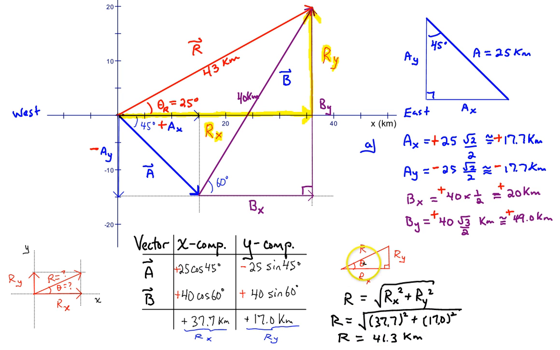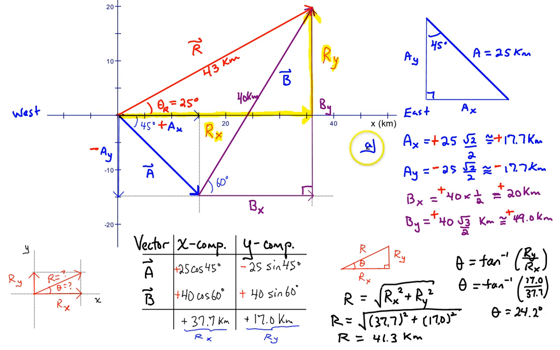And solving for the angle theta, let's say we'll just use the x and y components. We can use the inverse tangent of the y component divided by the x component, which will give you an angle of 24.2 degrees with respect to this positive x-axis. So then you would say that the resultant displacement of the hiker would be 41.3 kilometers, that's the magnitude, at a direction of 24.2 degrees north of the easterly axis.